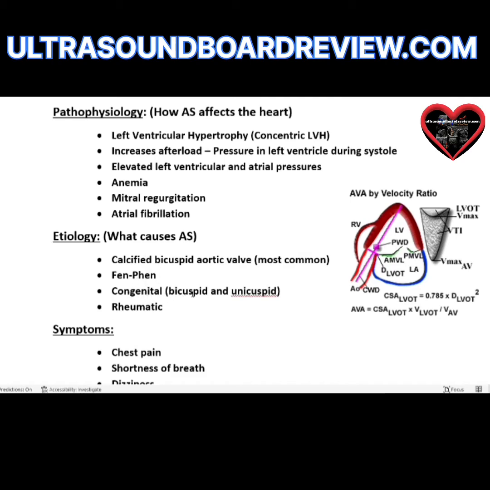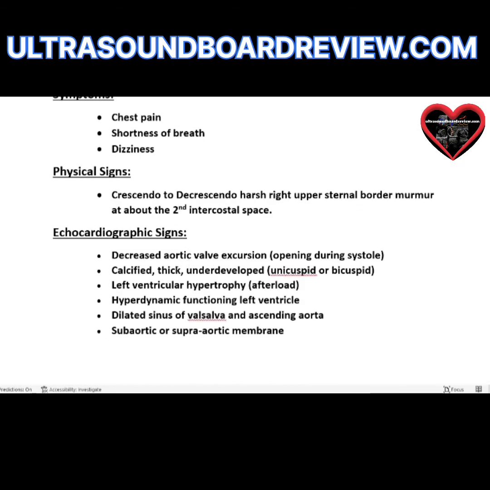But also, so congenital, bicuspid, unicuspid, and rheumatic. But the most common is the calcified bicuspid aortic valve. Signs of aortic stenosis, like I said, LVH, it's important to know. It's not only important to know that obviously the valve is narrowed or calcified, but what else it does is it causes LVH and afterload, as well as a hyperdynamic functioning left ventricle. So it's gonna work harder. It's gonna squeeze harder, which makes it thicker.